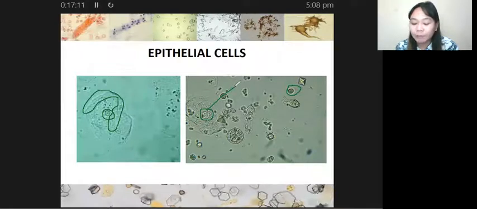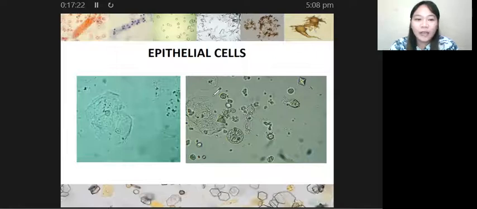Okay, so yan. Least significant. Okay, nasabi ko na yan. Alright, so yan po, squamous epithelial cell. Ito, squamous epithelial cell yan. Ito, we have two here kasi makikita mo dalawa yung nucleus na nandyan. Okay, so two squamous epithelial cells there. Alright, so now moving on to the next type of epithelial cell.